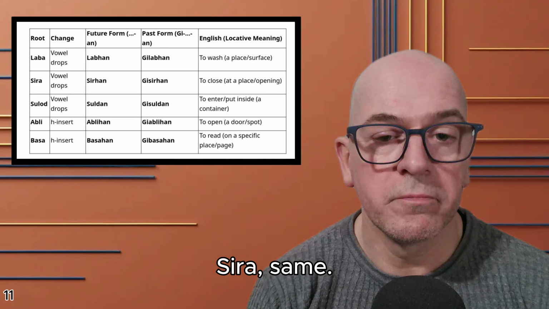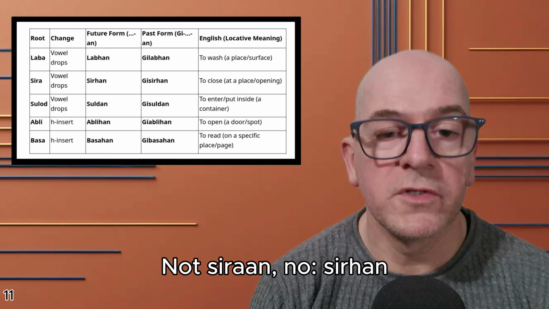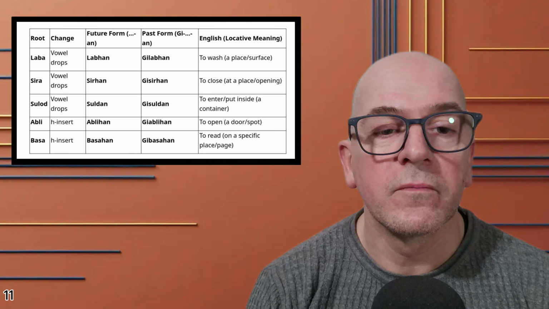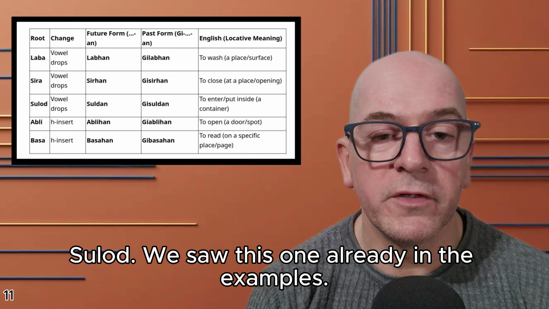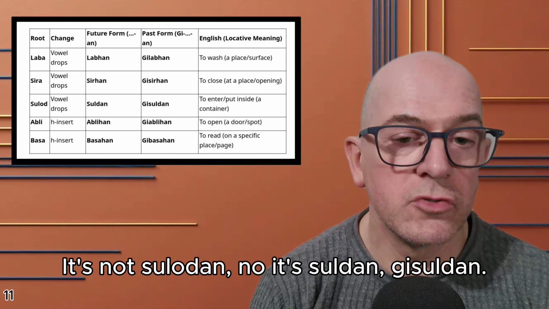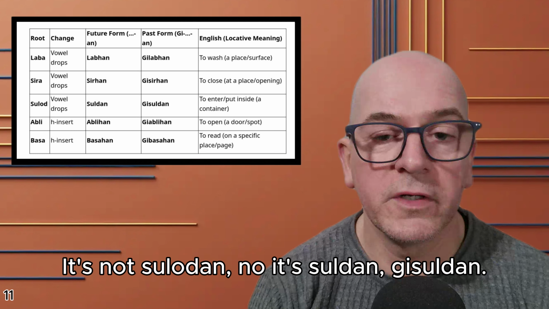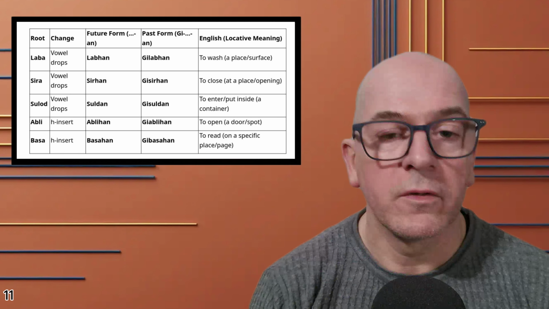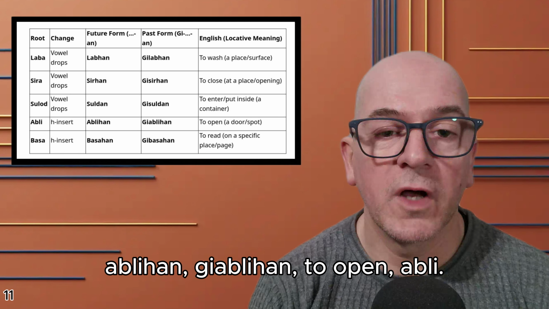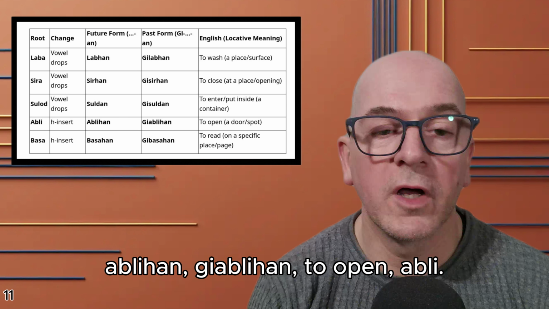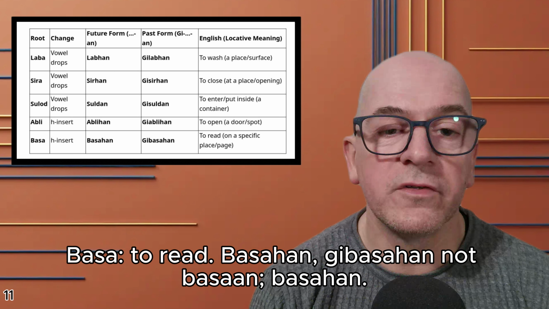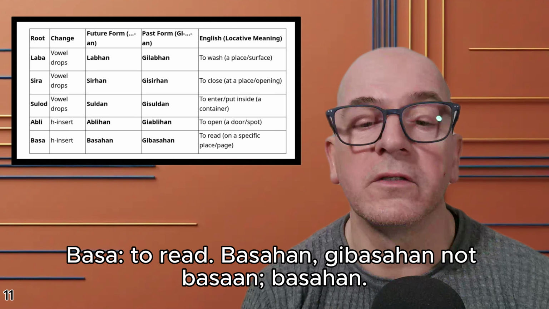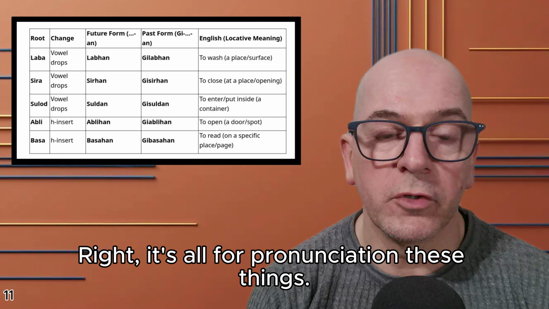Sira, same, not siraan, it's sirhan, gisirhan. Sulot, we saw this one already in the examples. It's not suloan, it's suldan, gisuldan. Abli, this receives an extra H. Ablihan, giablihan, to open. Basa, to read, basahan, gibasahan. Not basaan, basahan. It's all for pronunciation, these things.